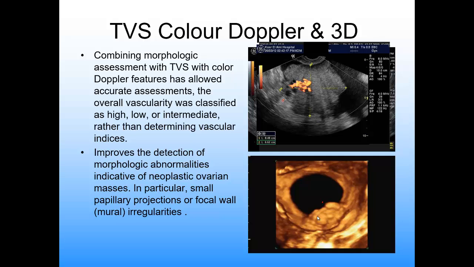Also in cases of endometriosis, for example, the 4D ultrasound does not diagnose endometriosis. If you suspect endometrioma, you have to do MRI. So the 3D ultrasound just improves the detection of morphological abnormalities indicative of neoplastic ovarian masses in particular. If there are small papillary projections or focal wall irregularity, we can detect them by ultrasound.